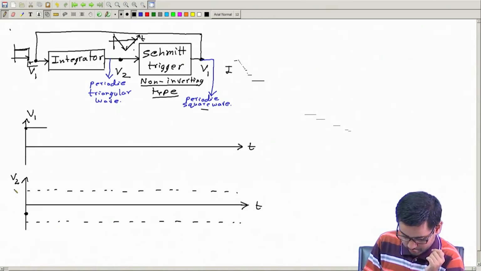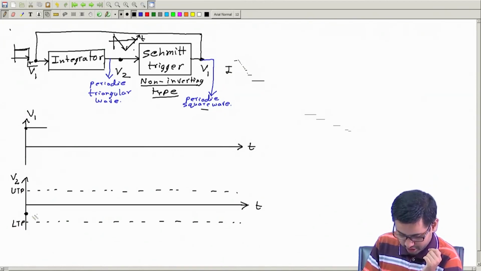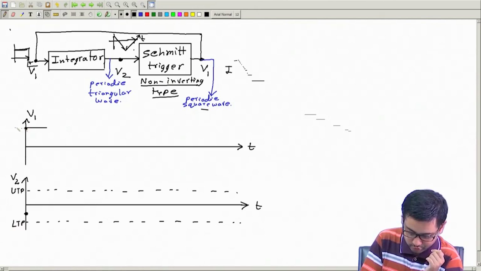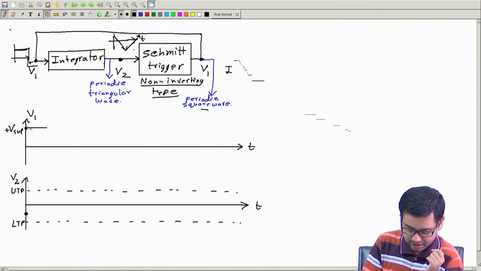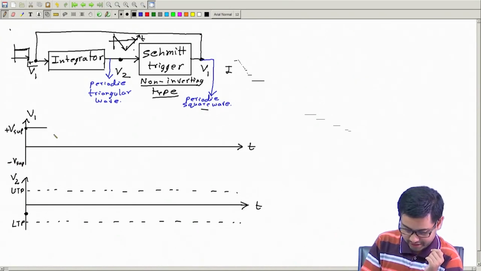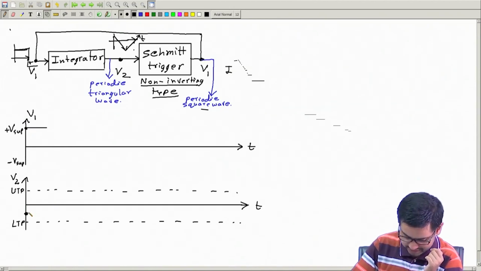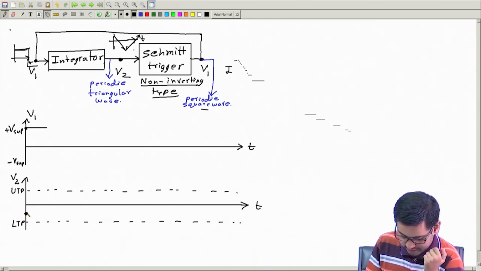And these are the voltages corresponding to the upper trigger point and the lower trigger point of the Schmitt trigger. This voltage is nothing but the plus V supply, and similarly I will write minus V supply down here. Initially this voltage is positive. Now see what happens. This is positive, so this will decrease.